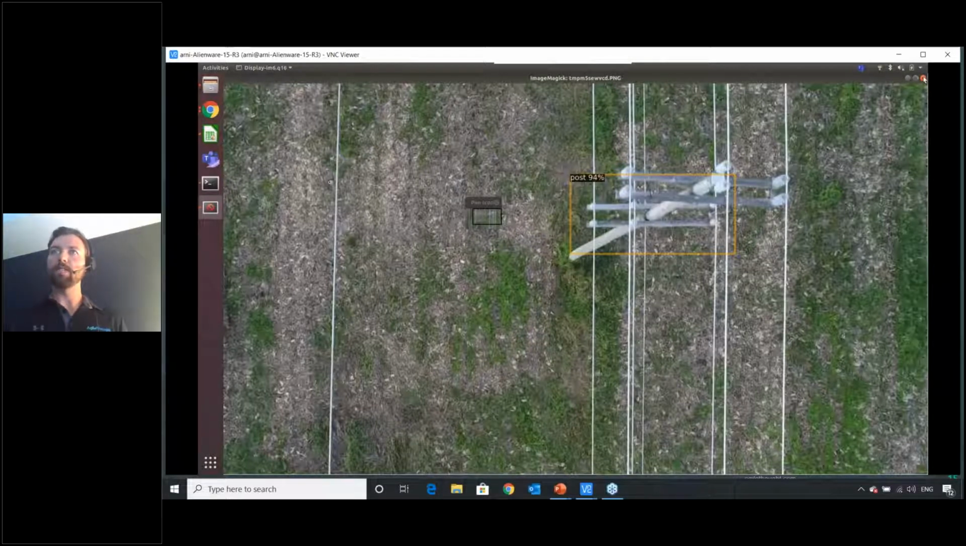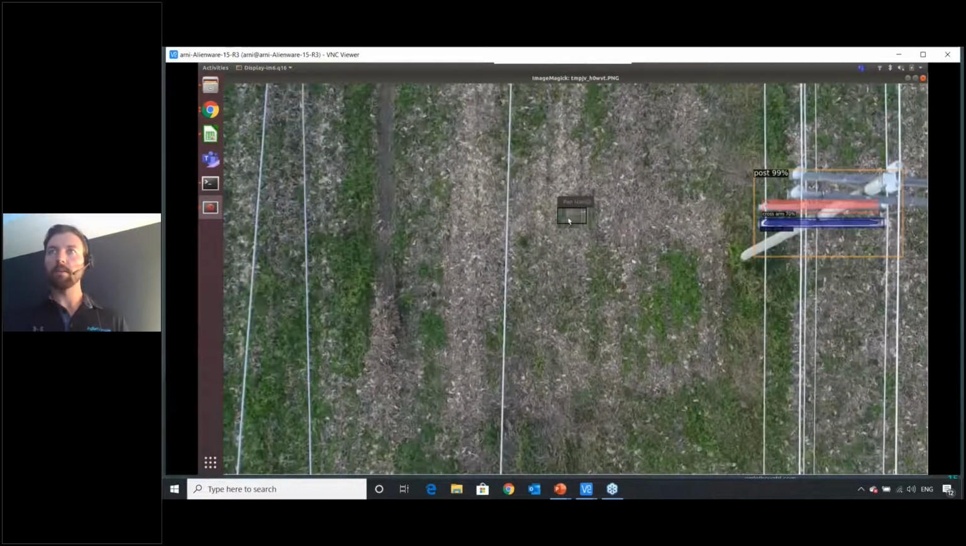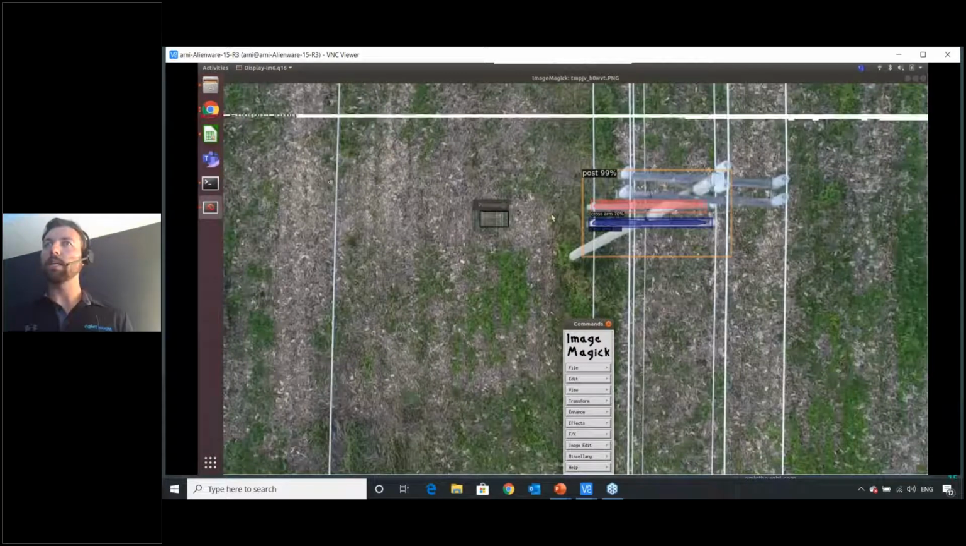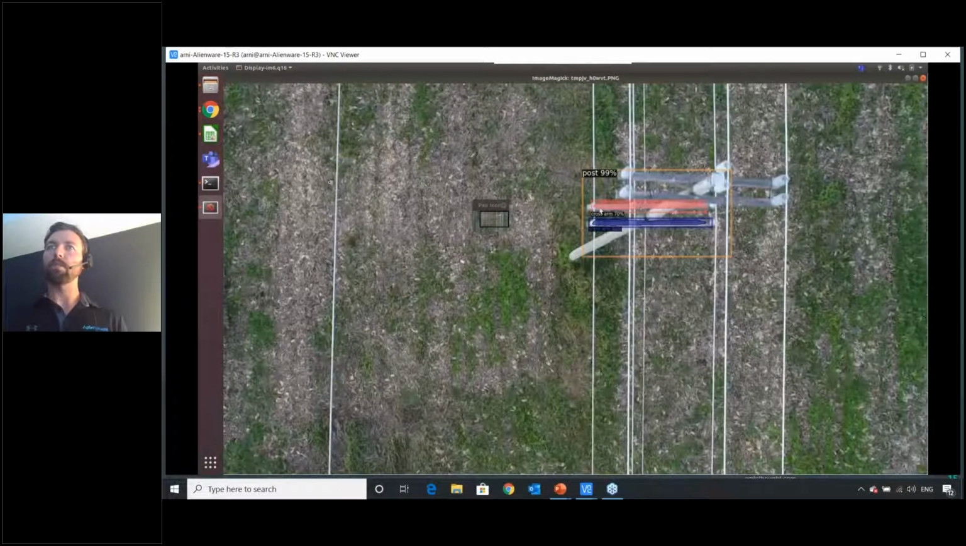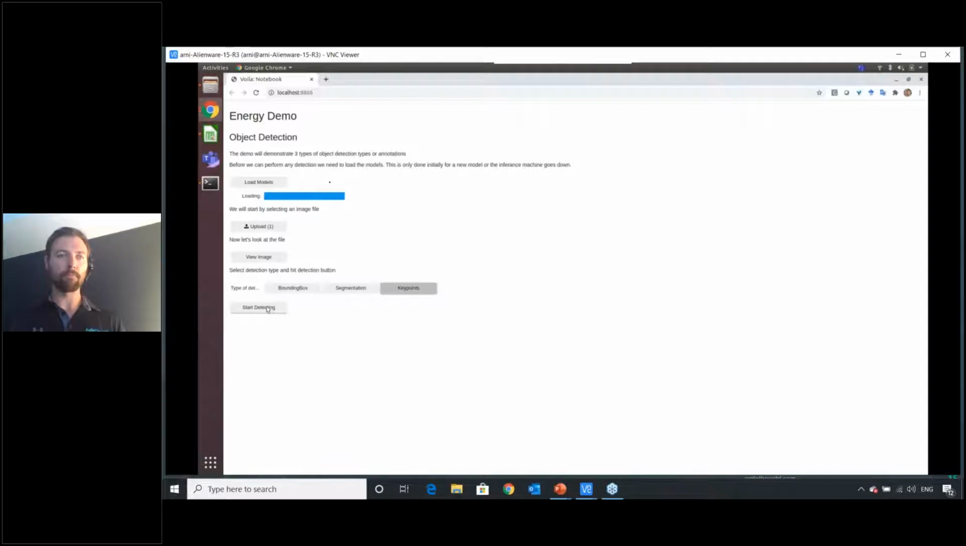This might not be as interesting as the other one, so let's look at the segmentation. So here we can see that it captures the post, but also the cross arms, and it highlights the segmentation. With better training and more sample data, this can be really accurate, and we can actually get the actual area at a pixel level, like we talked about earlier. And then finally, let's take a look at the key points.